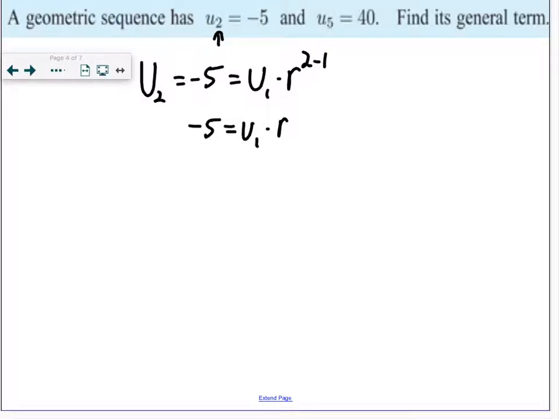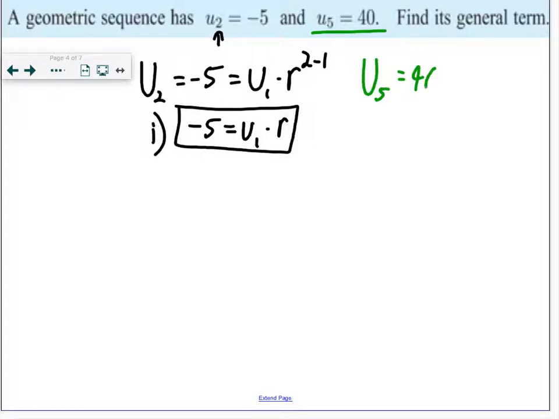So if I simplify this a little bit, I have negative 5 equals u1 times r. 2 minus 1 is just the first power, so I can just leave that blank. So again, I have one equation here, but I have two unknowns, so I can't solve that alone. So I want to use the second piece of information. I know that u5 is equal to 40, which is equal to u1 times r to the n minus 1. Well, for this one, n is 5, minus 1. So I simplify this, I get 40 equals u1 times r to the fourth.